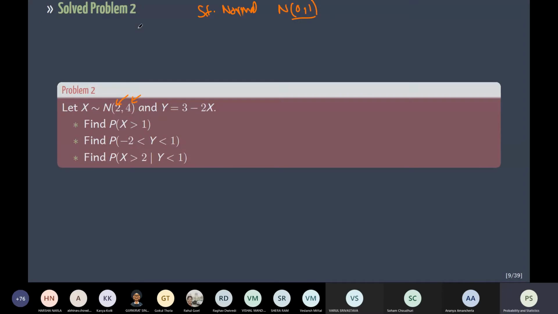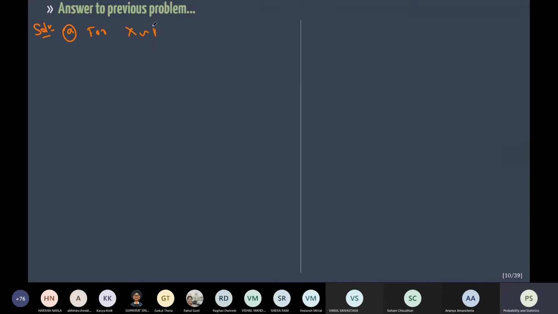So let us write down first. For the given normal distribution, the mean is 2 and the variance is 4. So here we write down mu x is 2 and sigma x is 2.